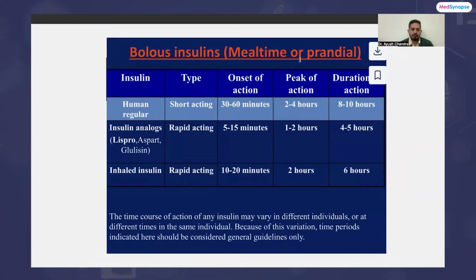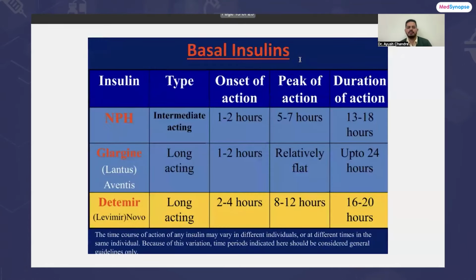Then inhaled insulin, which will be coming, the Cipla brand would be coming, and it would be easily available in India in the coming days. This would also be very rapid acting, with quick action, and will stay for around 2 to 6 hours. Basal insulin, that is the long acting, plays a very important role.